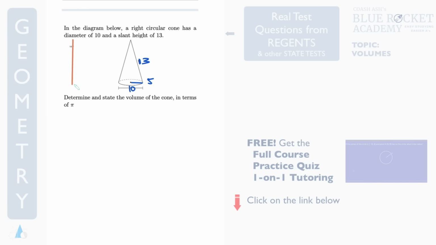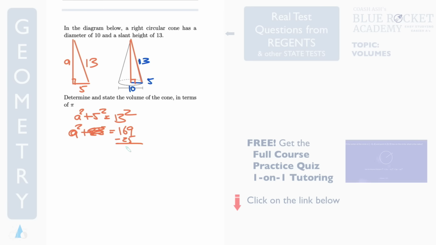I'm going to redraw this right triangle over here. You've got 5 and you've got 13. So how do you find this value? Of course, this is a right triangle. Remember, this is the important idea for a cone: you're going to use the Pythagorean theorem. So you write a squared plus 5 squared is equal to 13 squared. Therefore, a squared plus 25 is equal to 169. You subtract 25 from both sides and you get 144. So a squared is 144, and a is the square root of 144, which is 12. In other words, 12 squared gives you 144. Therefore, this height is equal to 12.